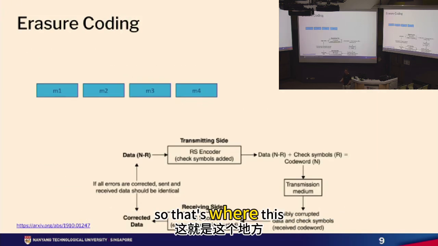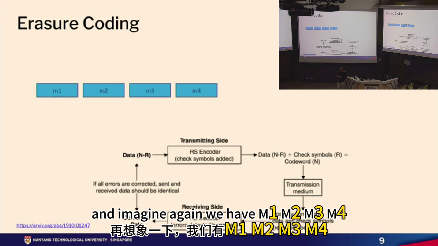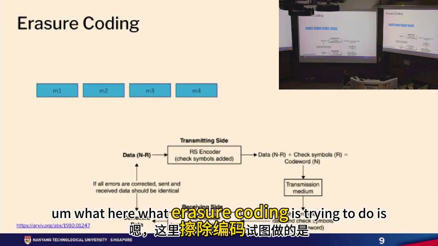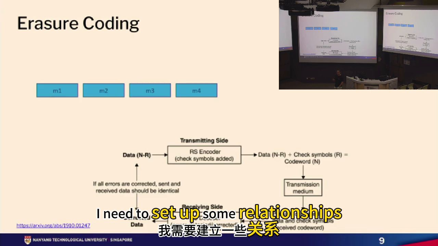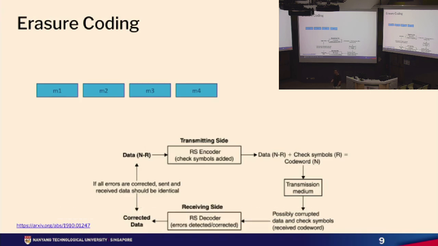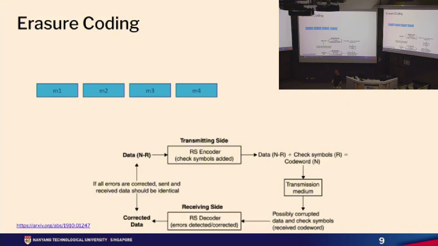So that's where erasure coding comes into the picture. Imagine, again, we have M1, M2, M3, M4, four chunks of data from the full node. What erasure coding is trying to do is set up some relationships between the existing chunks of data and other chunks of data. How do we do that?